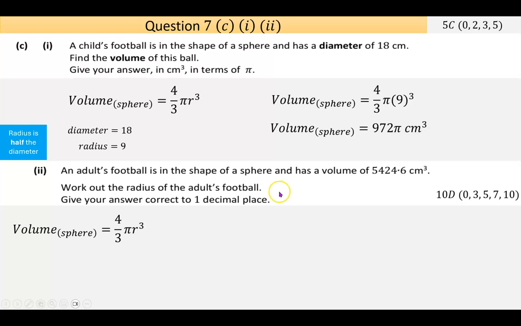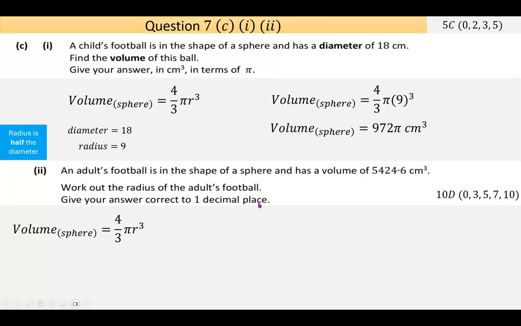Okay. Now, part 2 says an adult's football is in the shape of a sphere and has a volume of 524.6 centimeters cubed. Work out the radius of the adult's football. Give your answer correct to 1 decimal place.